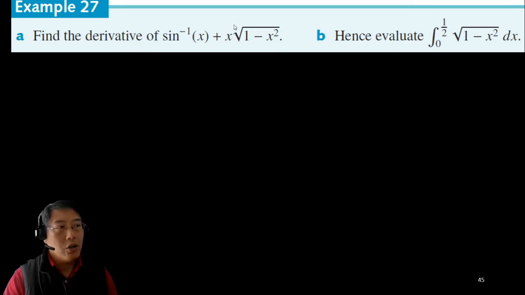Okay? And how do you differentiate this bit? What rule would you use?